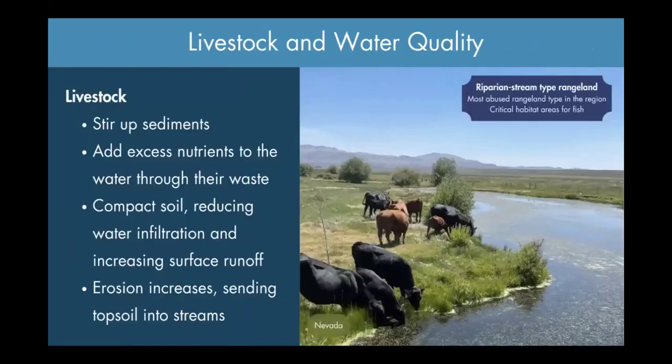Water quality especially is suffering, in large part due to livestock. Range animals group around water sites. The livestock prefer these zones for shade, more succulent vegetation, and drinking water. Unfortunately, these animals are a major disturbance to the ecosystem. The animals consume streamside vegetation, stir up sediments, and add excess nutrients to the water through their waste. They compact soil, reducing water infiltration and increasing surface runoff. This in turn increases erosion.